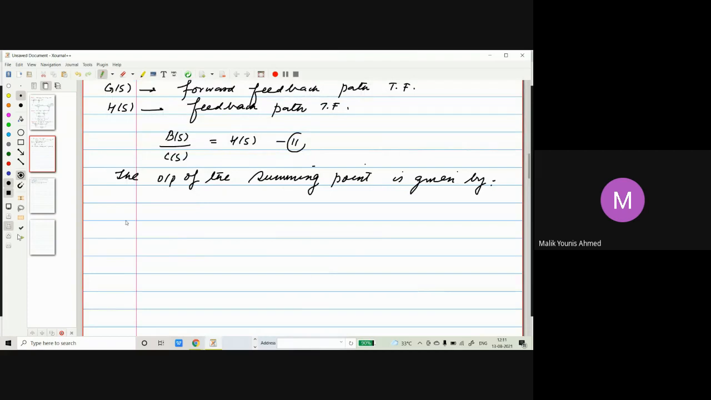So we can write E of S is equal to R of S plus minus B of S. Let's call it equation number 3.